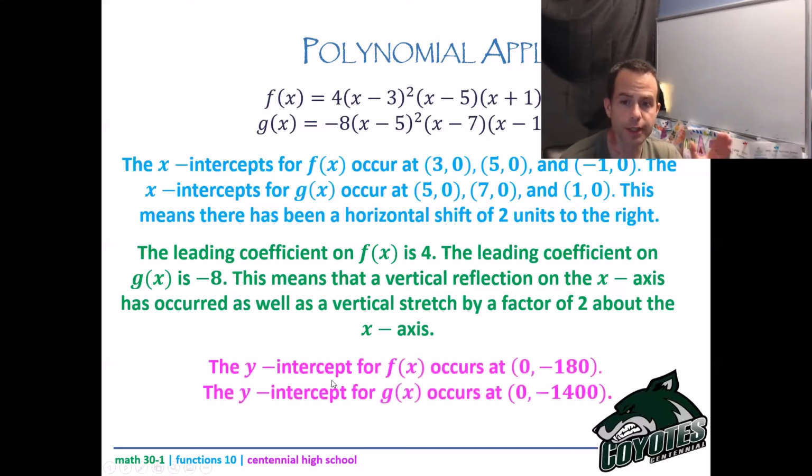The y-intercept, because remember the question said speak about the intercepts, and so far in this question I've only spoken about the x-intercepts, okay? So now I need to conclude with the y-intercepts as well, so that I've actually done what the question asked me to do. The question asked me to speak about intercepts. I have to speak about all intercepts, okay? So the y-intercept for f of x occurs at 0, negative 180, and the y-intercept for g of x occurs at 0, negative 1400. And I just plug 0 in for x to get those.